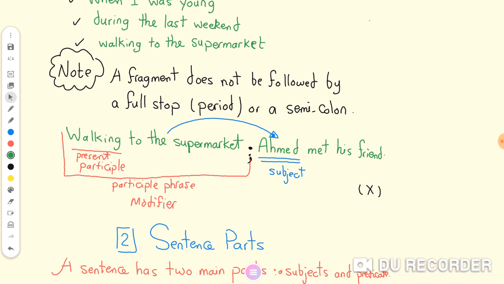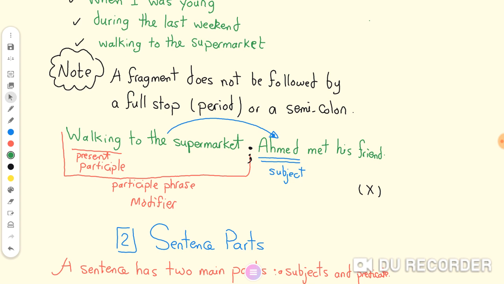The first part, "walking to the supermarket," starts with a present participle. So it's a participial phrase that works as a modifier to describe the subject of the independent clause, Ahmed met his friends. So this group of words at the beginning is a fragment by itself. If I put a full stop or semicolon after the participial phrase or any dependent clause, it's wrong. It should be followed by a comma.